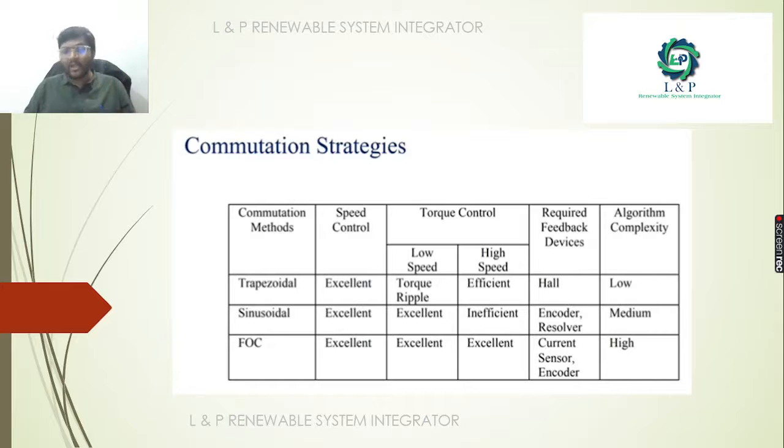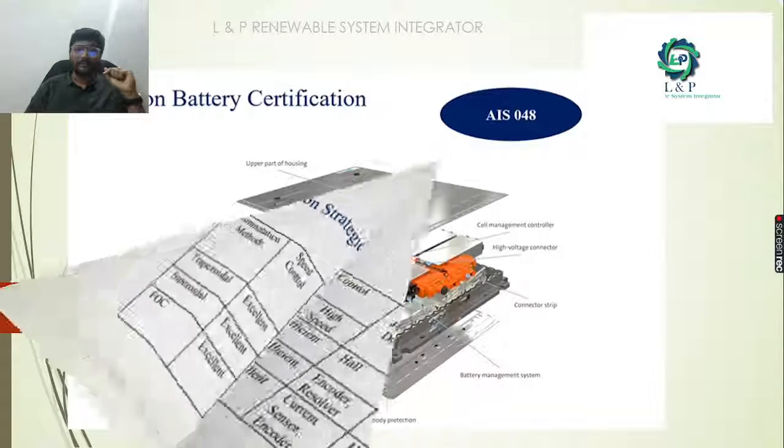It is excellent for torque control at both low speed and high speed. In the sinusoidal method, we can use encoders and resolvers to get proper feedback of the exact position. Whereas in field oriented control, we use current sensors and encoders. But the most important thing is that the algorithm complexity for trapezoidal commutation is very low, whereas sinusoidal will be medium, and for field oriented control it is very high.